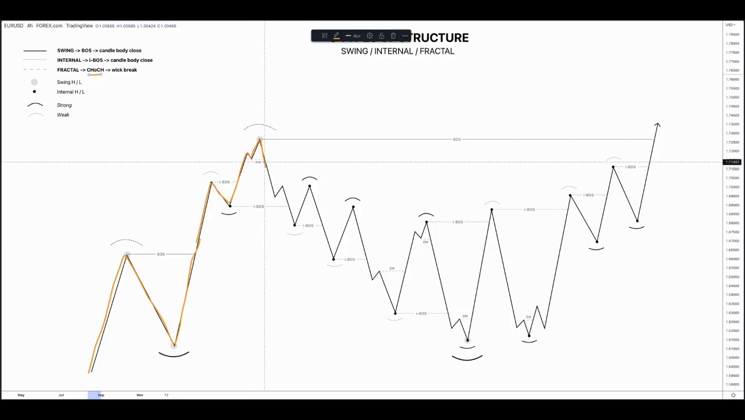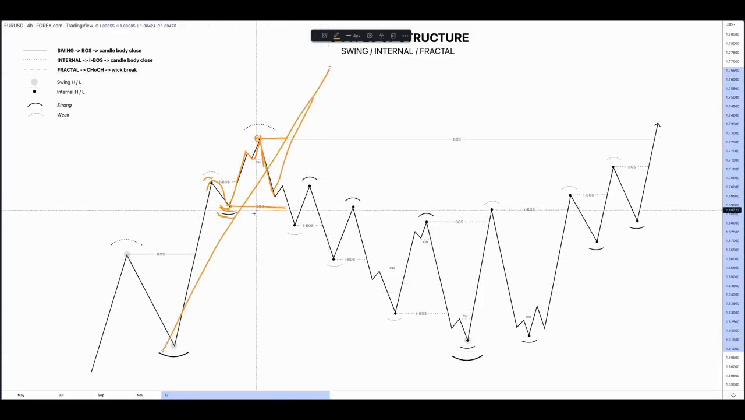So when this happens and you get that tiny little bit of structure breaking, all a CHOC signals is an internal pullback. The internal structure is this movement here. So this is your internal low, that was your internal high, and then we formed an internal higher high. If we get a bearish CHOC here, all I'm expecting at that moment, because this is our strong internal low, and this would be the internal range we're trading within, is just an internal pullback. So this internal low could hold, and we could continue up, and continue that overall swing leg.